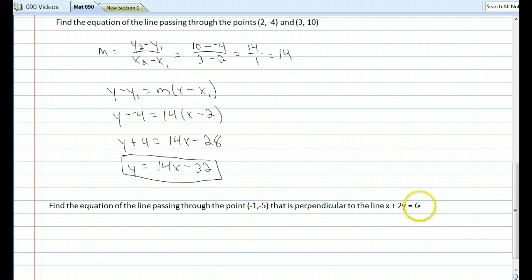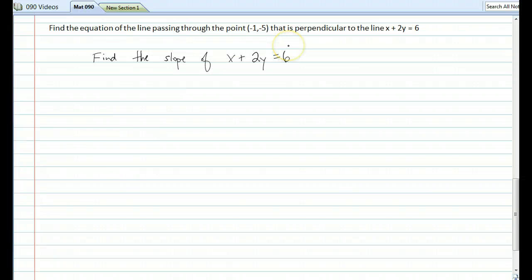If we can find the slope of the line given, x plus 2y equals 6, then that means that we can find the slope of our perpendicular line using the rules about slopes of parallel and perpendicular lines from the previous video. To do that, the first thing we have to do is find the slope of the line given, x plus 2y equals 6. The way that you find a slope of any line is to put it into slope-intercept form, which means solve for y. So get y by itself.